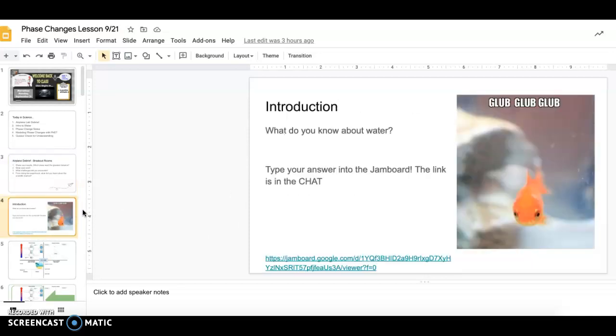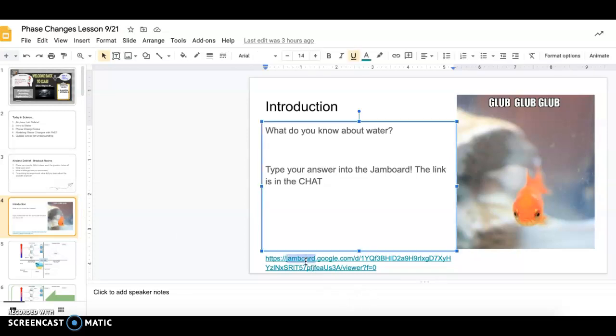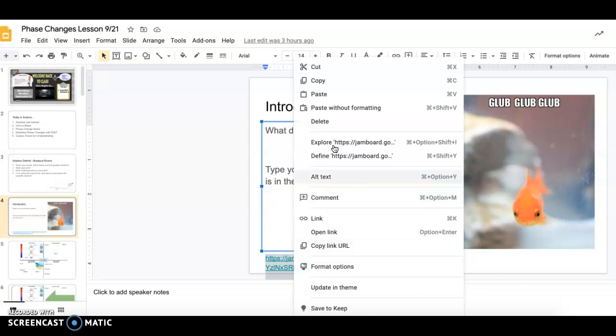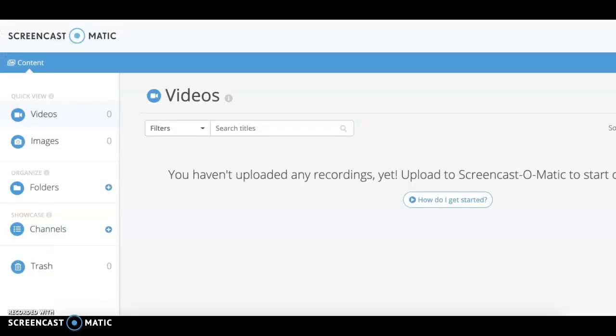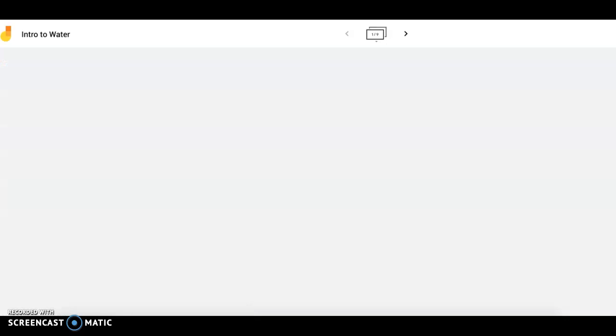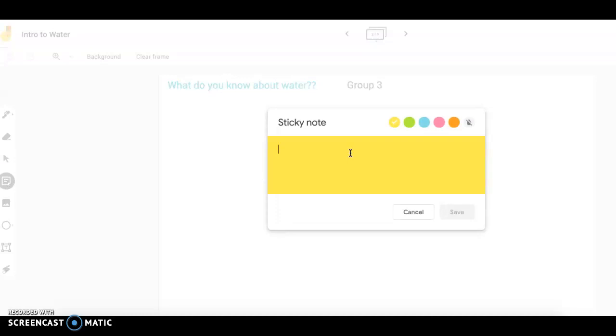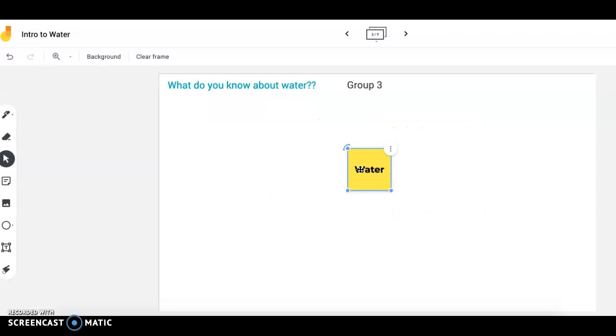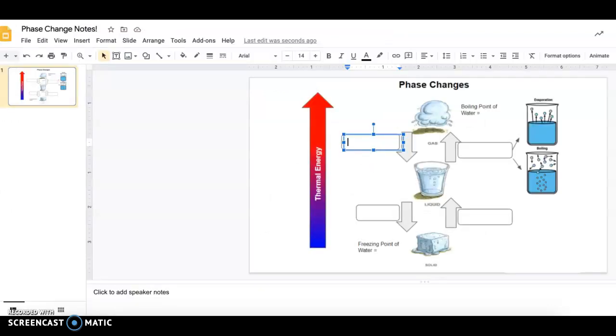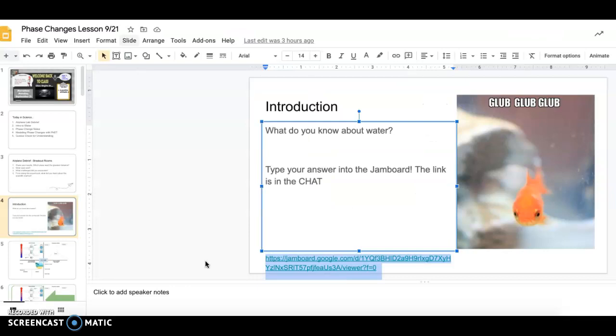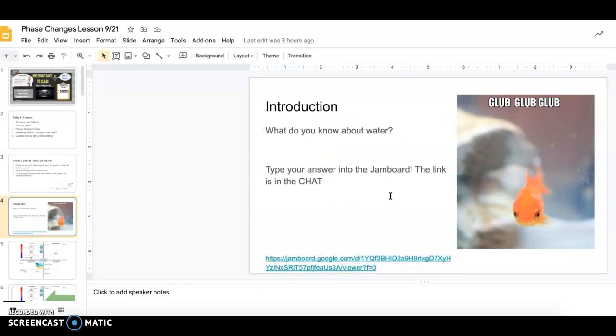The second thing we're going to do in class is an introduction. What do you know about water? What you're going to do is type your answer into this Jamboard. Jamboard is a really cool tool that we can use to collaborate together. So this is what your classmates are going to see. Each breakout room is going to go into their page. So say I'm group 3, you can click the sticky note and you can type what you know about water. When you press save, it will show up here and the whole class can see it. Pretty cool.